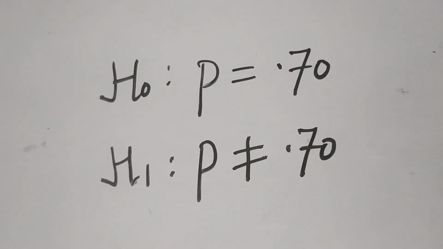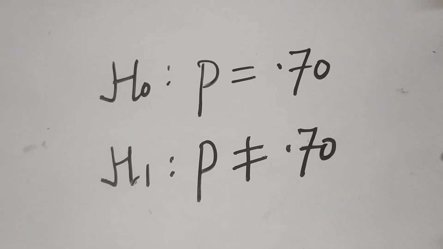Let us take another example. Suppose the researcher wants to determine whether the proportion of the customers using internet for shopping is different from 70%. Now in that case, what would happen? Let us see. In this case, our null hypothesis would be P is equal to 0.70 and the alternative hypothesis would be P is not equal to 0.70.